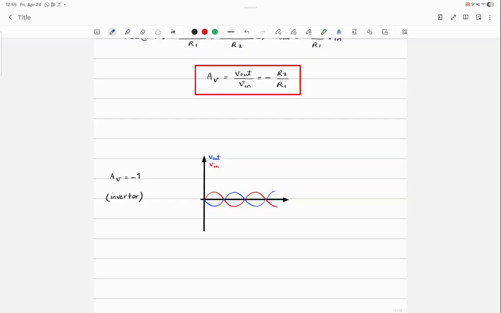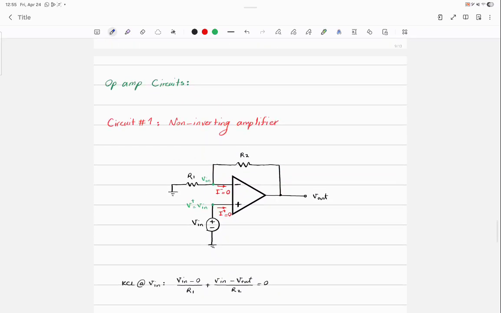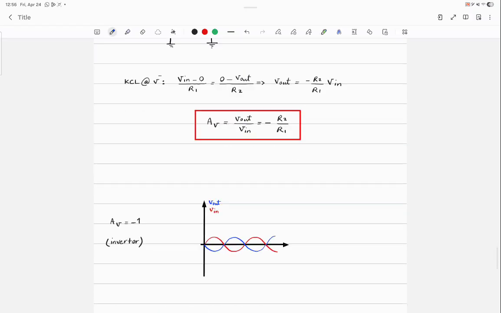For example, if you have a heartbeat given to an inverting amplifier, it just will be reversed across the horizontal line. You see that? That's called the inverter. Okay. Now it makes sense why we call this non-inverting amplifier. So non-inverting and inverting amplifier.